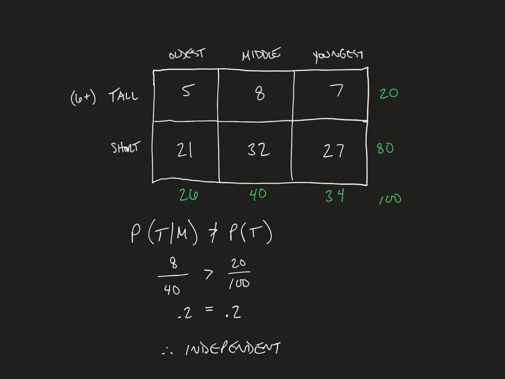Now, just so that you see that this works both ways, I could have also tested it in reverse. I could have tested to see what the probability is of selecting a middle child from the group of tall people compared to the probability of just selecting middle children. So hopefully you recognize that all I've really done here is flipped these and turned that into an M, right? I've changed this around. Let's calculate this. So of the tall people, of which there are 20, 8 of them are middle children, and the probability of selecting a middle child is 40 out of 100. This is 0.4, and this is also 0.4.